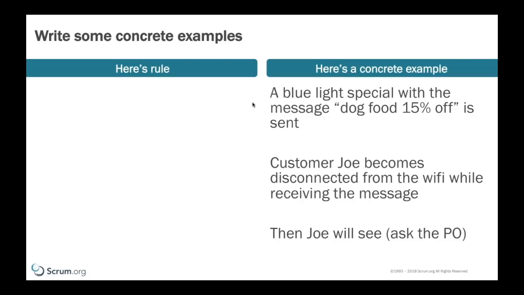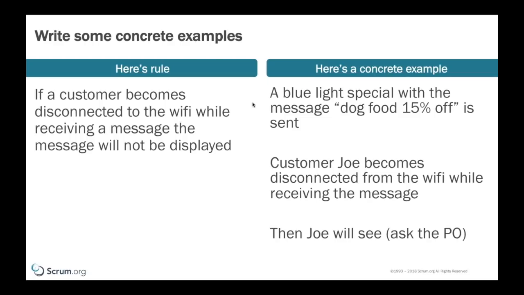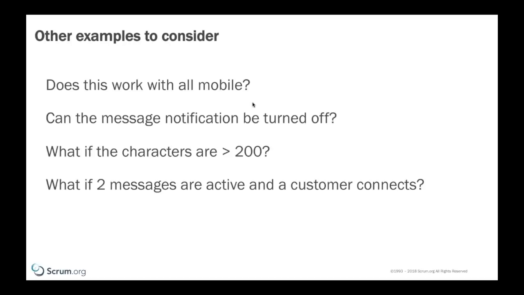Here's another one. A message is sent out. Joe becomes disconnected from the Wi-Fi as he's receiving the message. What are we going to do? Let's have a collaboration period with a product owner and figure out what should happen. That helps us to infer a more appropriate rule. If a customer becomes disconnected while receiving a message, as long as they haven't received the whole thing, the message is not going to be displayed. So what I'm trying to do is, I have a few ideas and some rules. I'll come up with concrete examples. That leads to more questions. So I'll come up with some more concrete examples that then infer back to a rule we hadn't thought of.